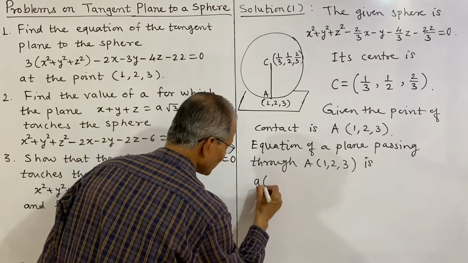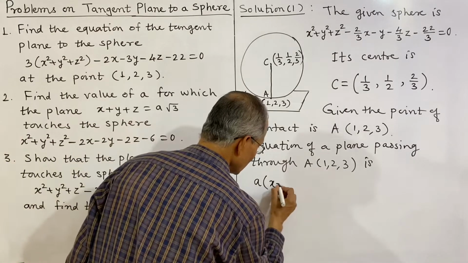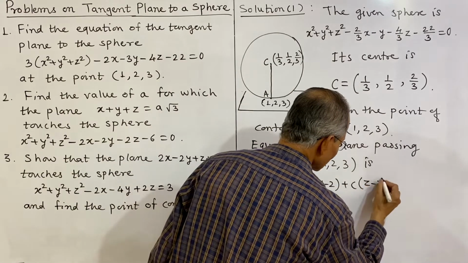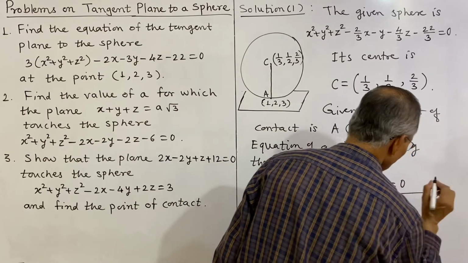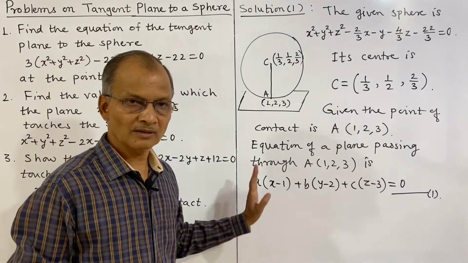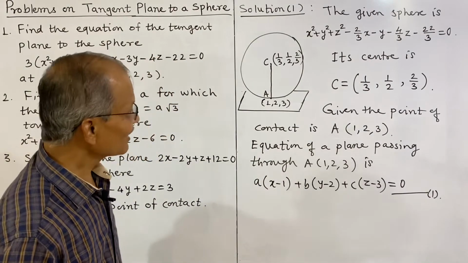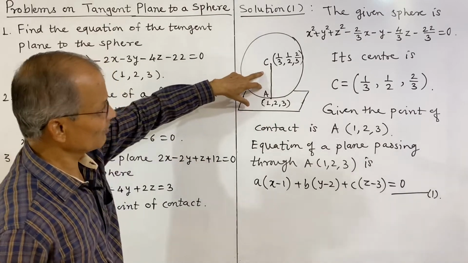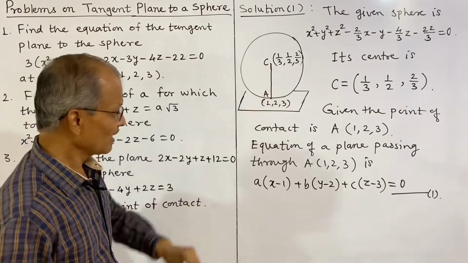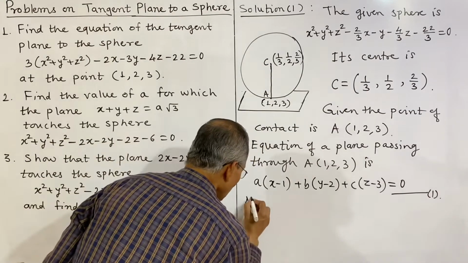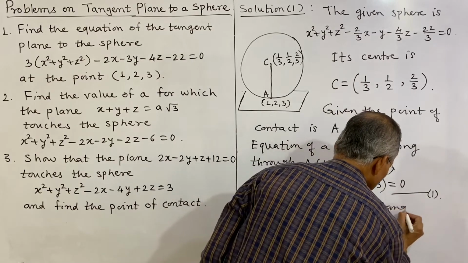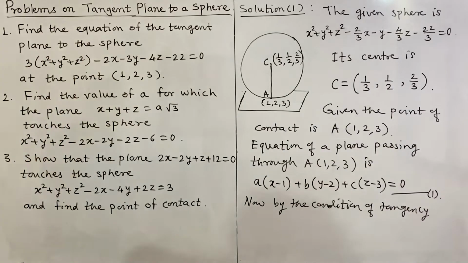and we know how to write it, where a is a constant. We have studied this in the chapter of plane: a into x minus 1 plus b into y minus 2 plus c into z minus 3 is equal to 0. So this is the equation of the tangent plane that we have. But here what we require are the values of a, b, c, which will be the direction ratios of the normal to this plane. Now, we have proved this result that CA, which is the radius, will be perpendicular to the plane, and that means it is normal to the plane, by the condition of tangency. CA is perpendicular to the plane.